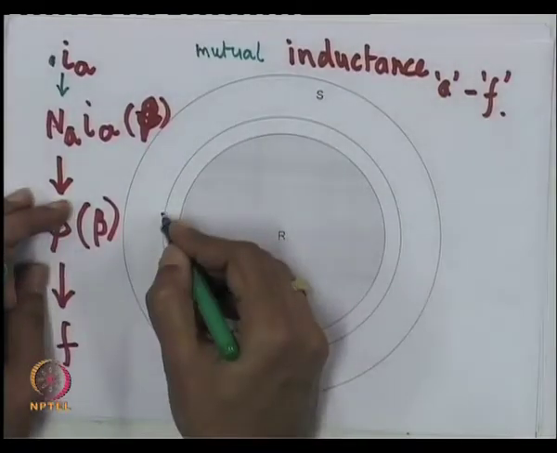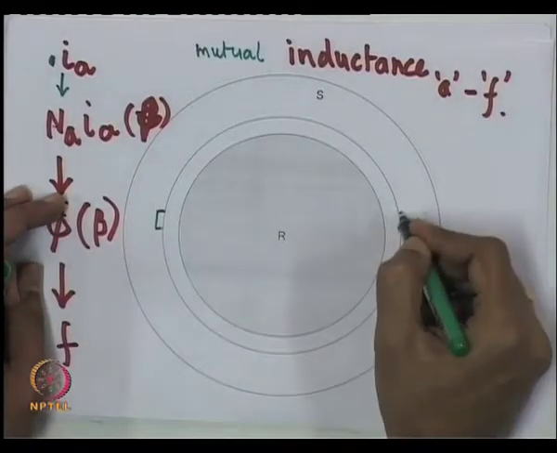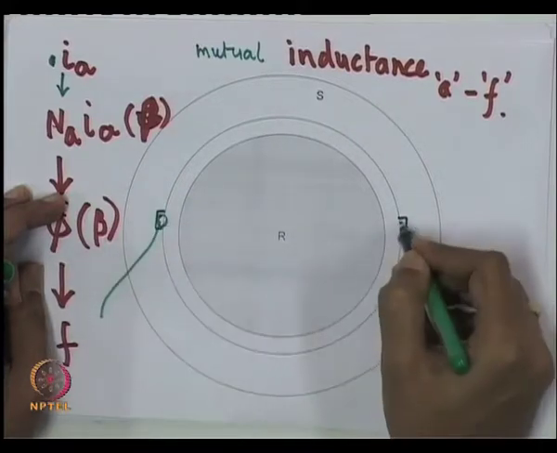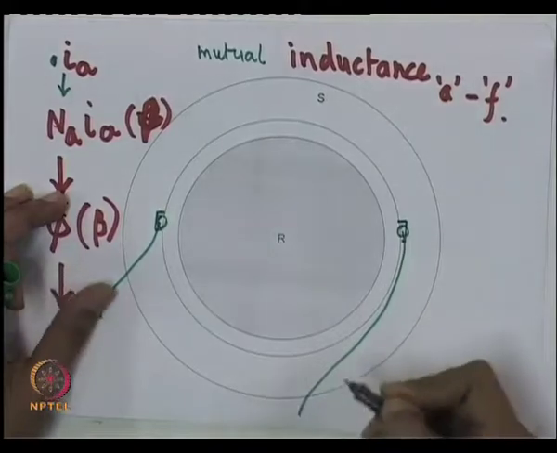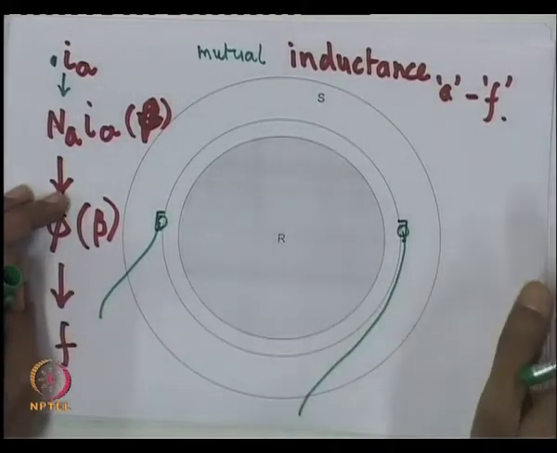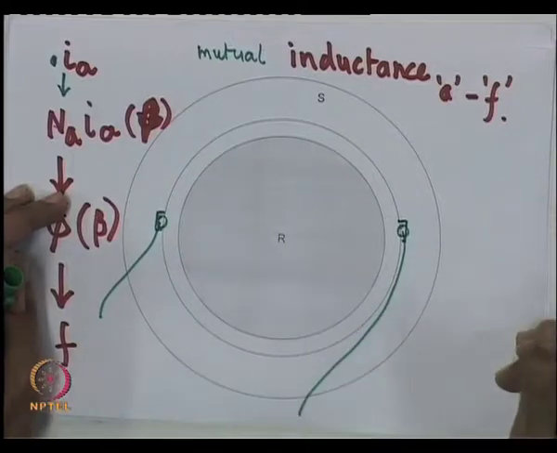So, if you have a current in the A winding, let us say the A winding is present in this slot, we will just assume for the time being that it is concentrated, though a concentrated winding strictly speaking will never cause a sinusoidal MMF in the core.